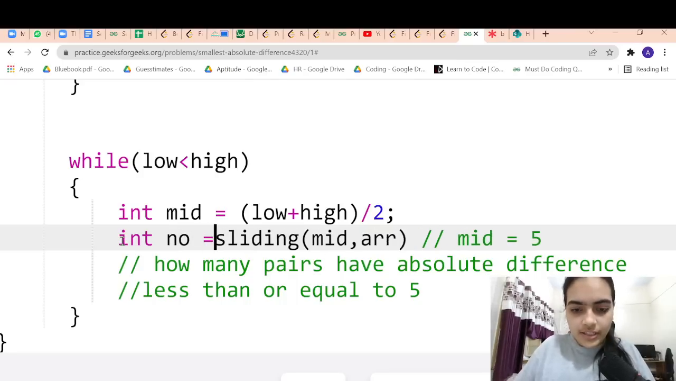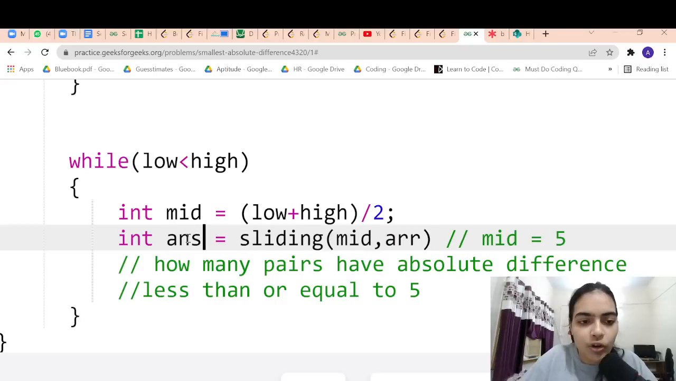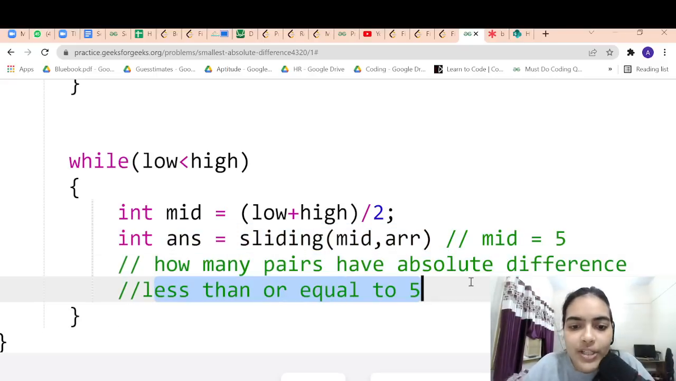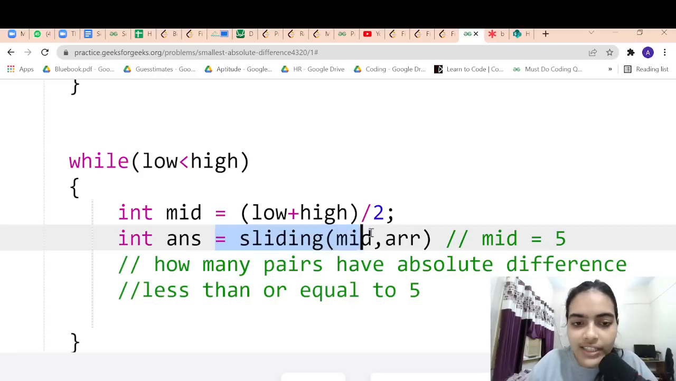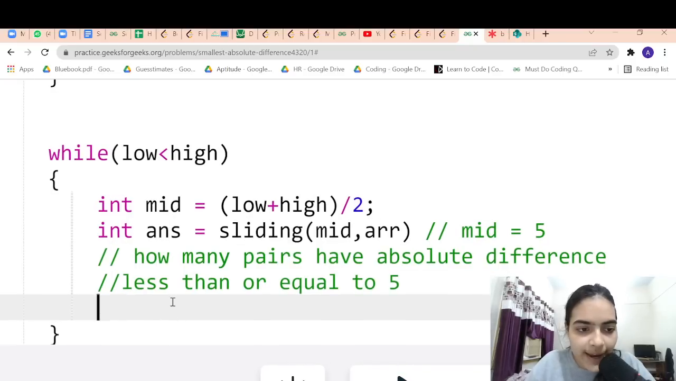So whatever answer we get from here, let me call it answer, that will tell us how many pairs have absolute difference less than or equal to 5. We'll code that sliding window code, but let's first complete this binary search.